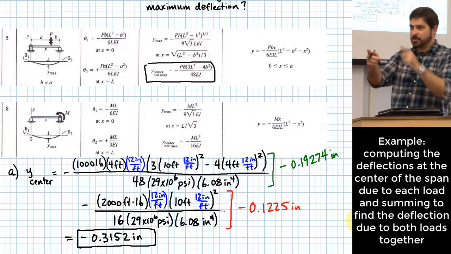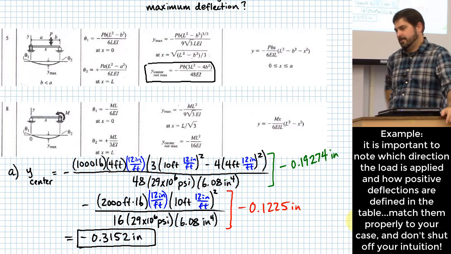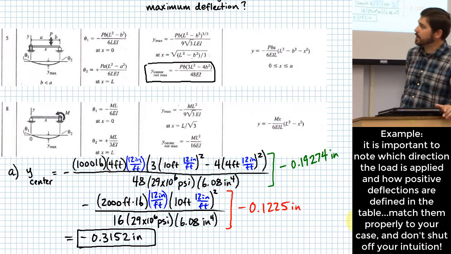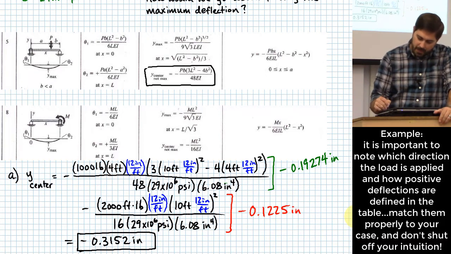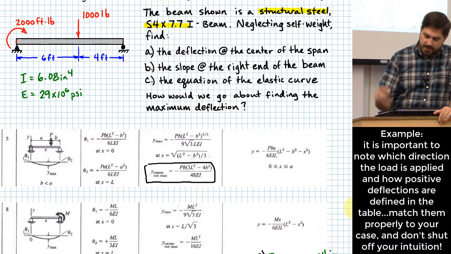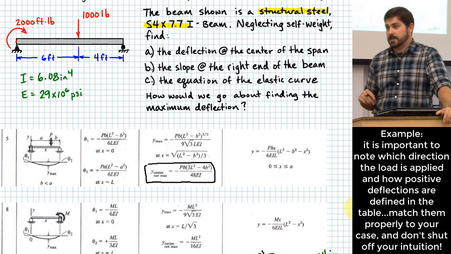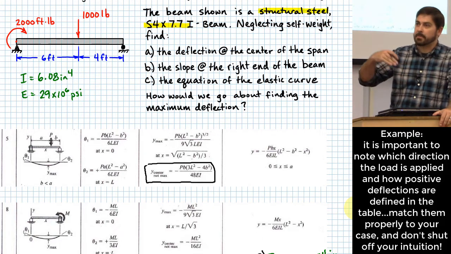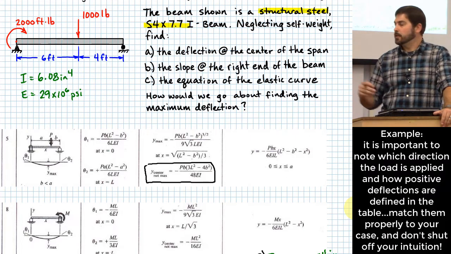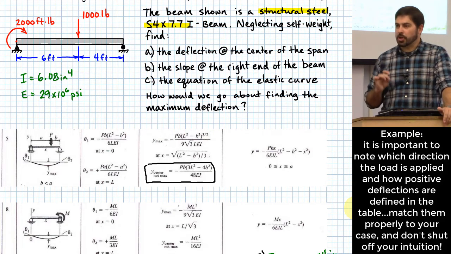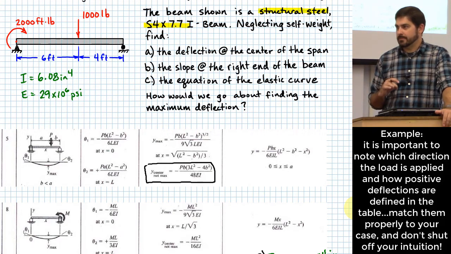You got a question? Two questions. For the 2,000 foot-pounds, did it matter which direction the moment was? Ah, good question. He said for the 2,000 foot-pounds that we had up there, does it matter what direction it was rotating? And the answer to that is yes, it does, because if it had been reversed, then we wouldn't have had a negative deflection there. We would have had a positive deflection there. So I'm going to give you a couple of pieces of advice here. Don't shut off your intuition. Okay, that's my number one piece of advice.